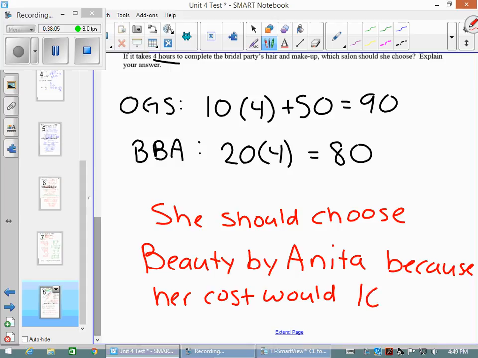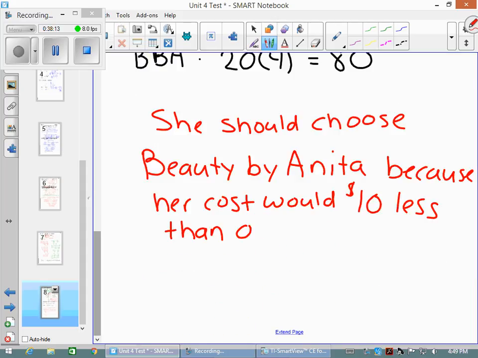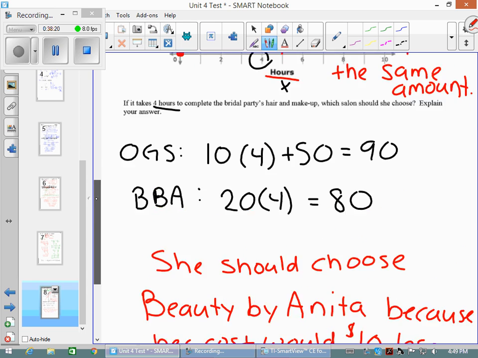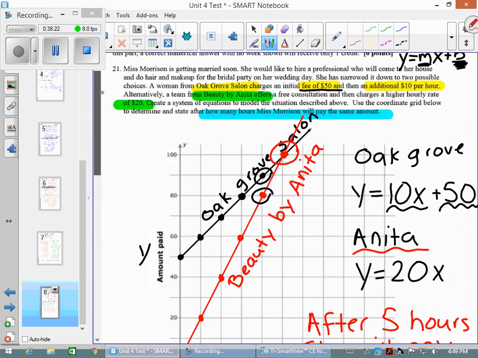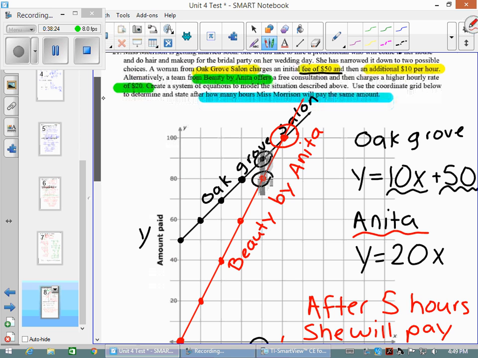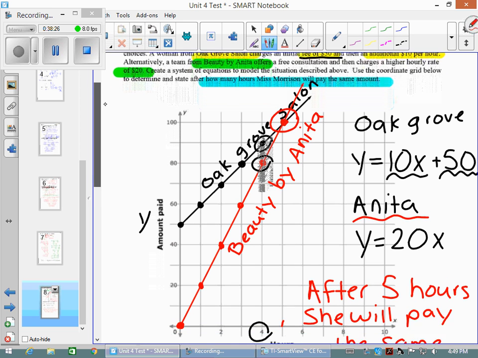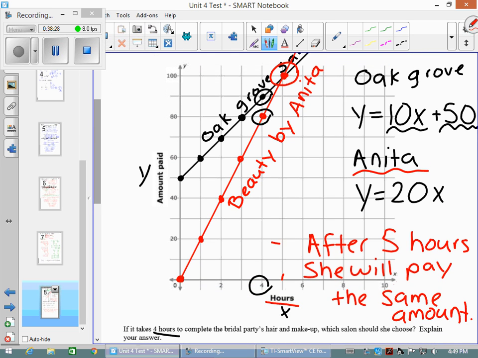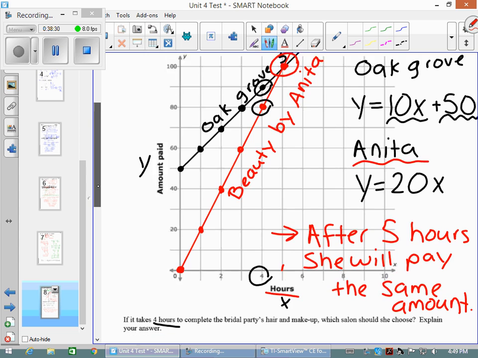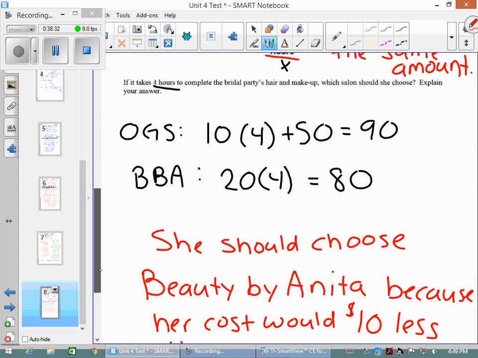So always just make sure you go back and make sure you answer all the questions. The first part wanted us to say after how many hours will the pay be the same, so we want to look where the graph intersected. That was after 5 hours. That was our first part of the question. And the second part of our question wanted to know if it was 4 hours, which one should we choose? So we substituted in for x, that's 4 hours, and we saw that Beauty by Anita was cheaper. So that's who she should choose.